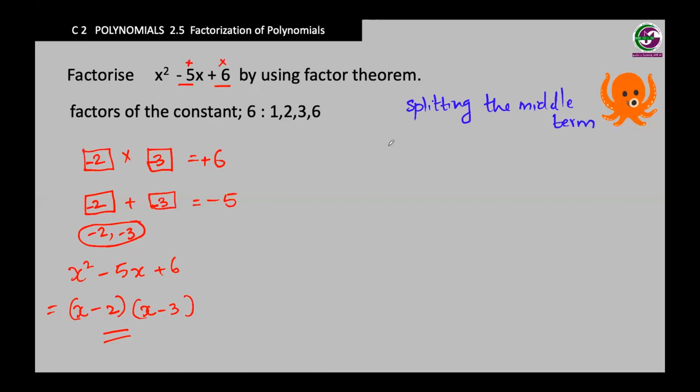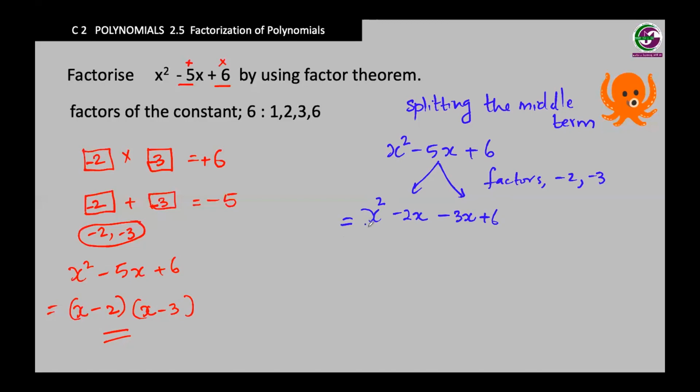Okay, so the polynomial is x square minus 5x plus 6. And we found out the factors, again, we have to find out the factors here. So the factors are negative 2 and negative 3. So split the middle term. So the middle term will be rewritten as negative 2x and negative 3x. Negative 5x is rewritten as negative 2x and negative 3x. At the same time, the first term and the last term remain the same without any change.